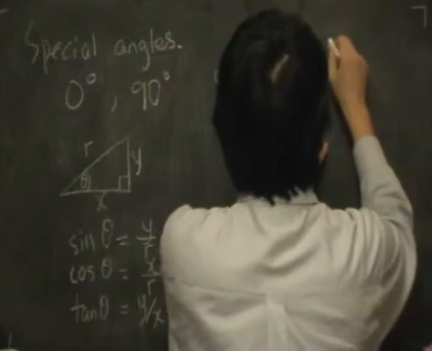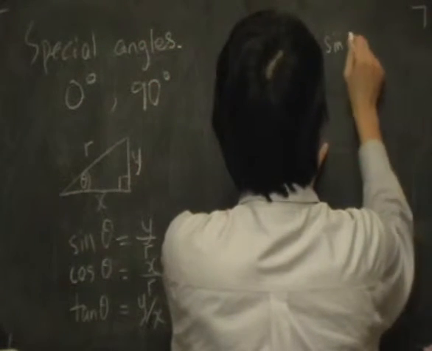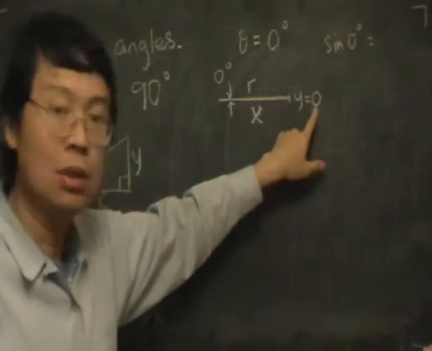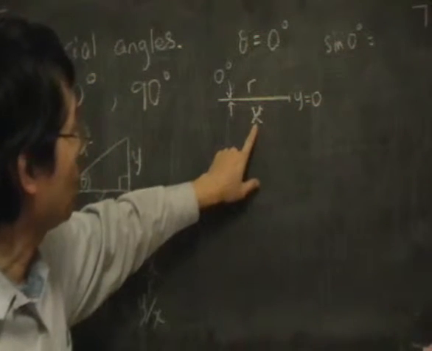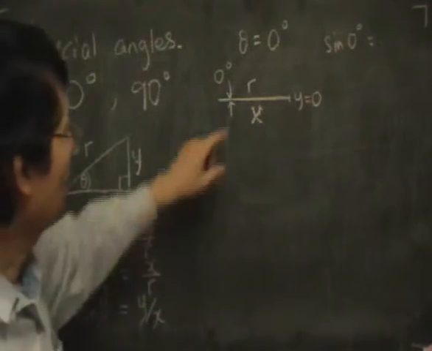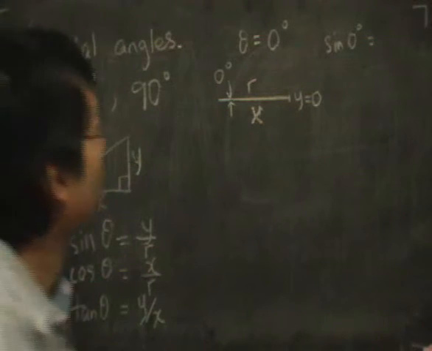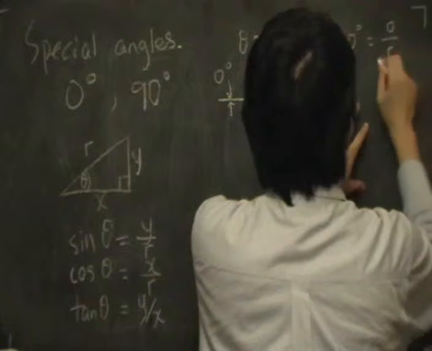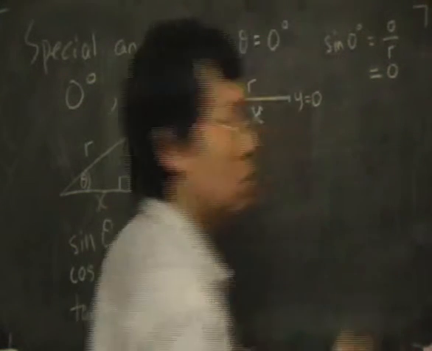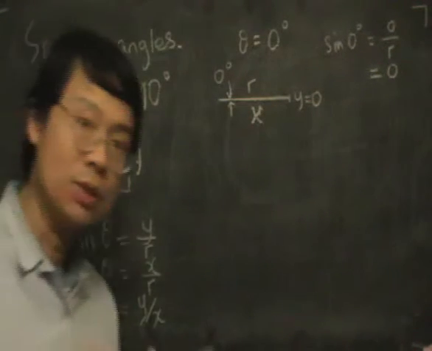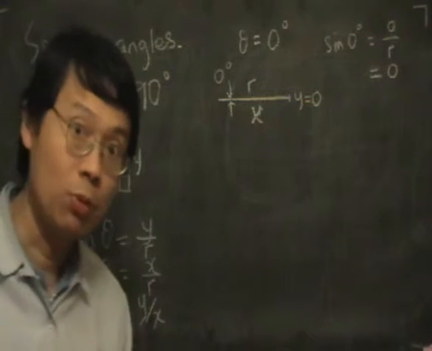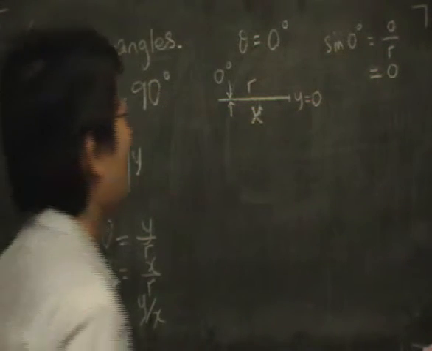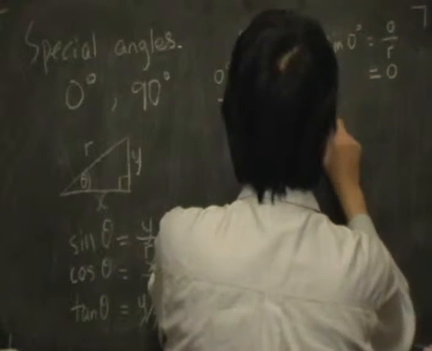Let's try that. So sine of 0 degrees would be the side opposite, which is 0, divided by r. So it's 0 divided by r, but that is just equal to 0. So we have the simple answer, and you can check with your calculator that it is indeed 0.